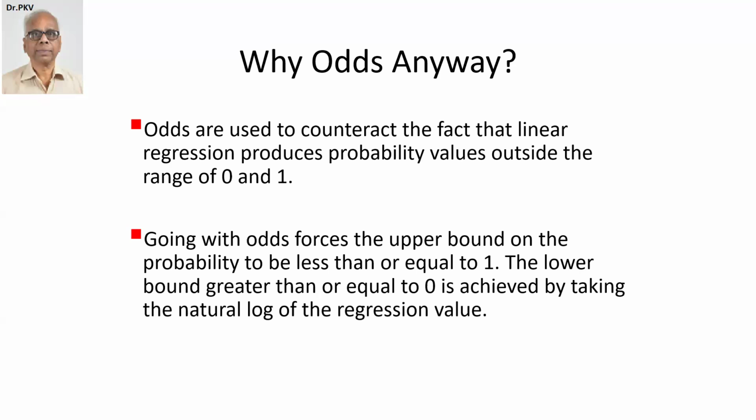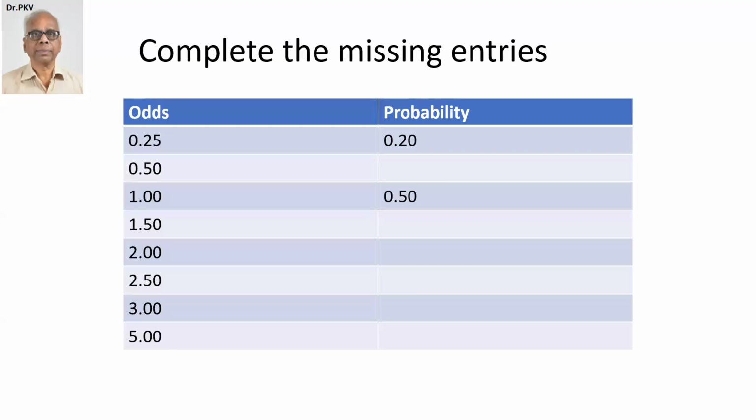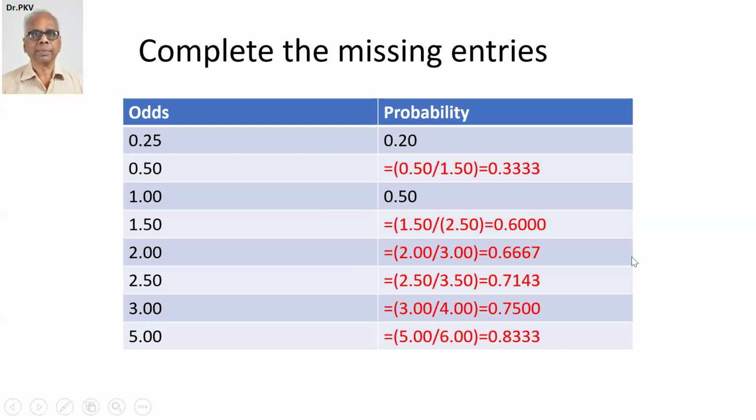That's the beauty. Now, let me give you two examples, two simple problems for you to crack. Given the time, you can crack, I'm sure. It's a video lesson, I'm just explaining. These are the odds given here, 0.25, 0.5, 1.5, etc. till 5.0. And probability is given for two entries, and the remaining you will have to fill. So let me show you now.